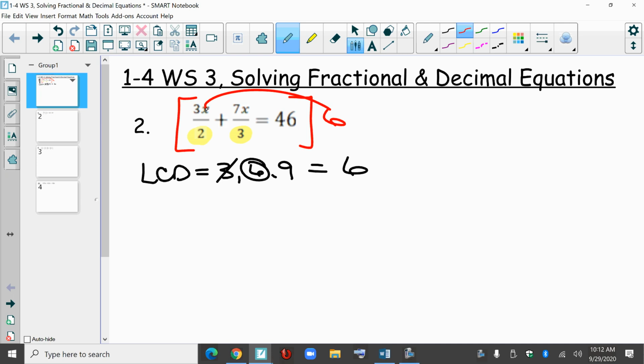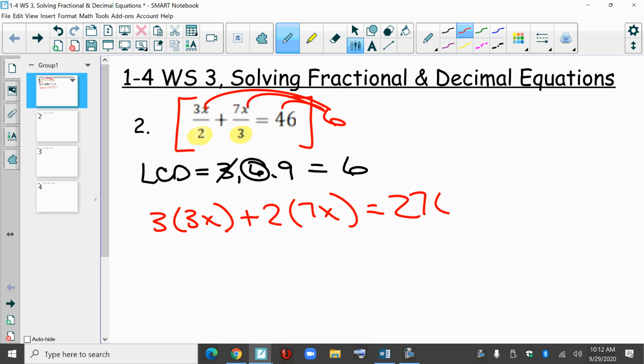So when I do that, I'm going to have a 3x over 2 times a 6. So 6 divided by 2 is 3, and I drop down a 3x. Plus, next term, 6 divided by 3 is a 2, and then I drop down the 7x is equal to. The last term, I'm going to take 46 times 6, and that's going to give me 276.